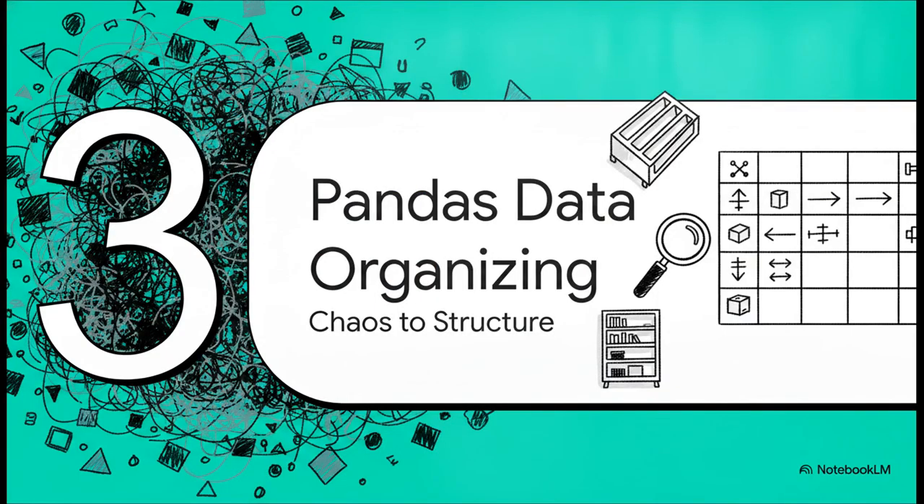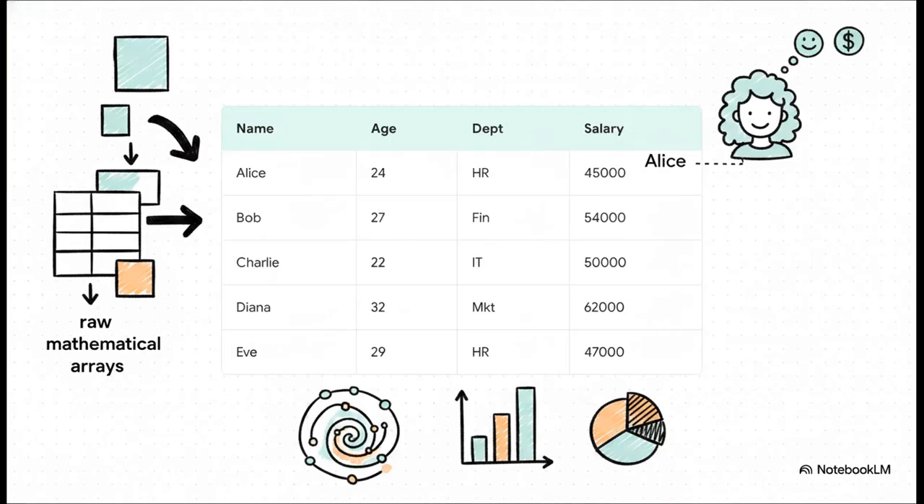But raw matrices and blistering fast math, they lack one crucial element: human context. And that brings us perfectly to part 3, organizing data with Pandas. This is where we act as the organizer, bringing structured calm to all that mathematical chaos. Pandas solves the whole readability problem by wrapping those abstract arrays into what we call data frames. It gives us the beautiful, familiar structure of a spreadsheet, but it's supercharged with Python's deep logic.